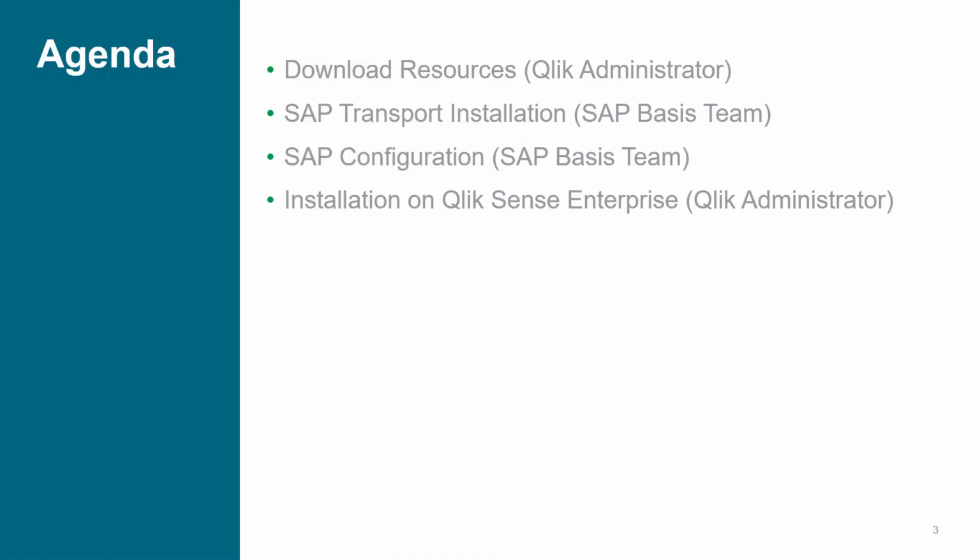There are mainly 4 steps to follow, which are reflected in my agenda. The action items are split between 2 environments, your SAP and Qlik infrastructure. At first, we need all relevant software packages. Then a SAP transport installation has to be executed before some configuration steps on the SAP side are required. Finally, the SAP connector has to be installed on your Qlik Sense enterprise server. Let's have a look at all these steps in more detail.